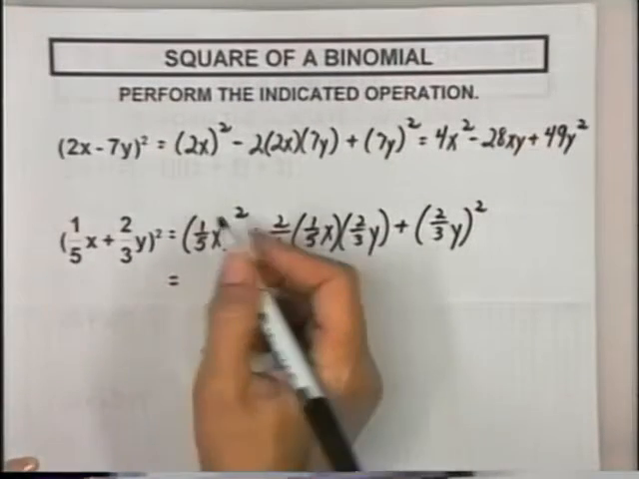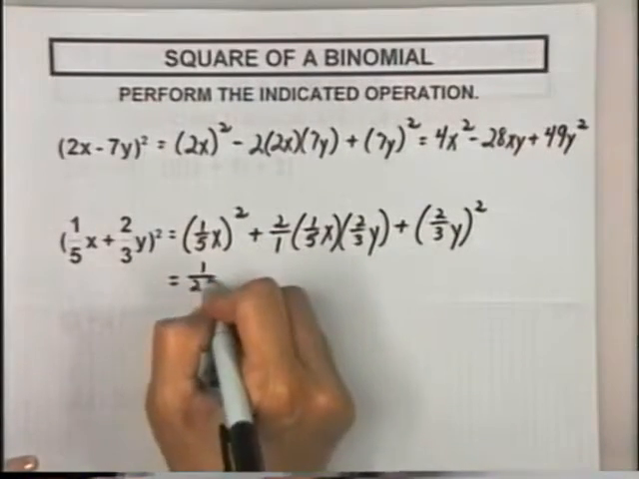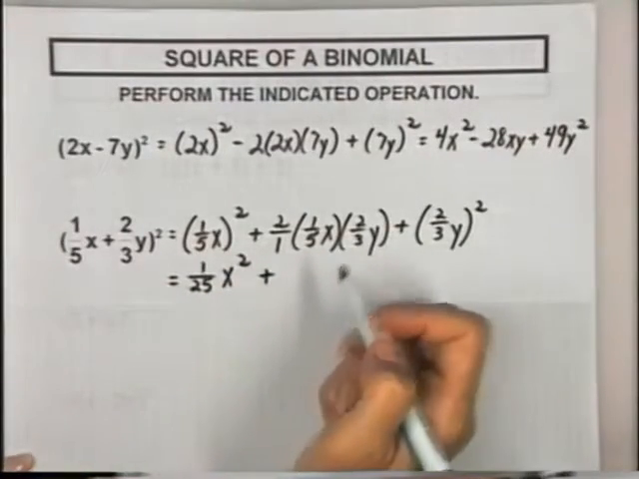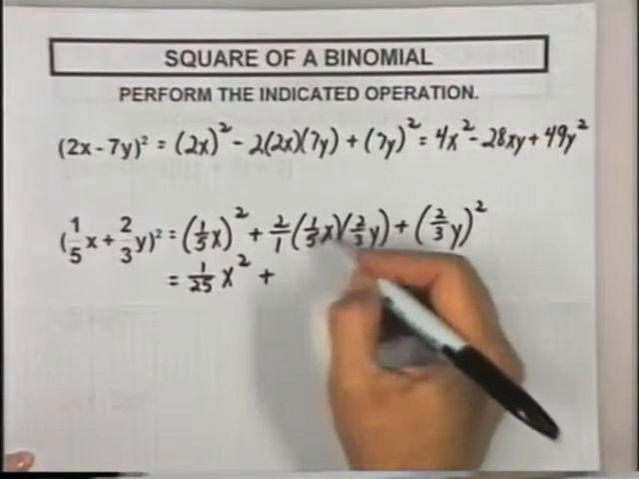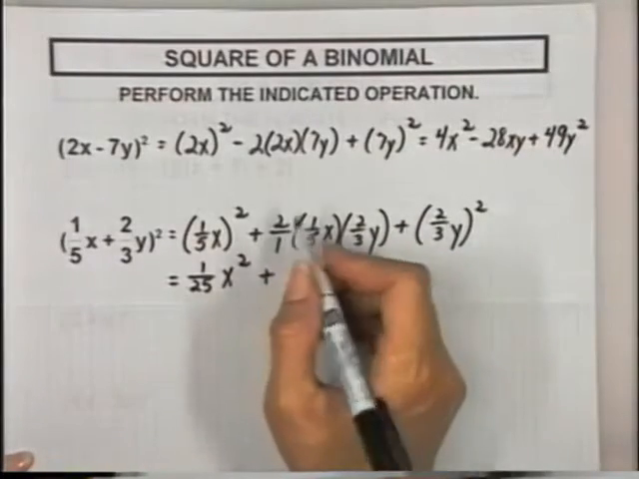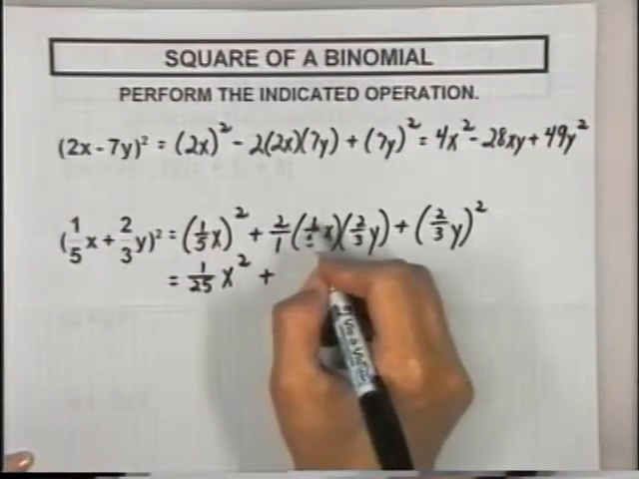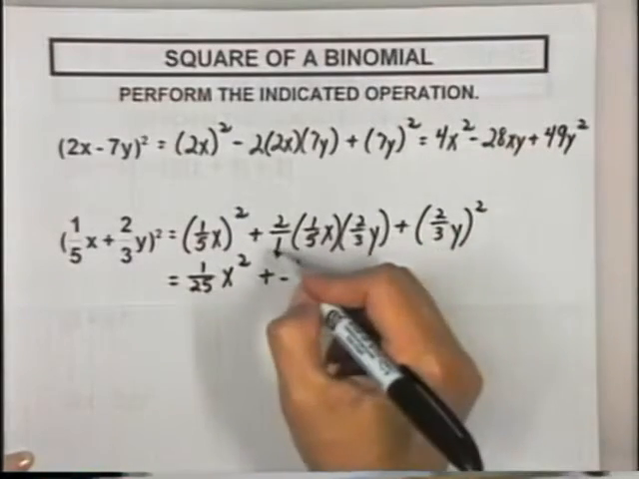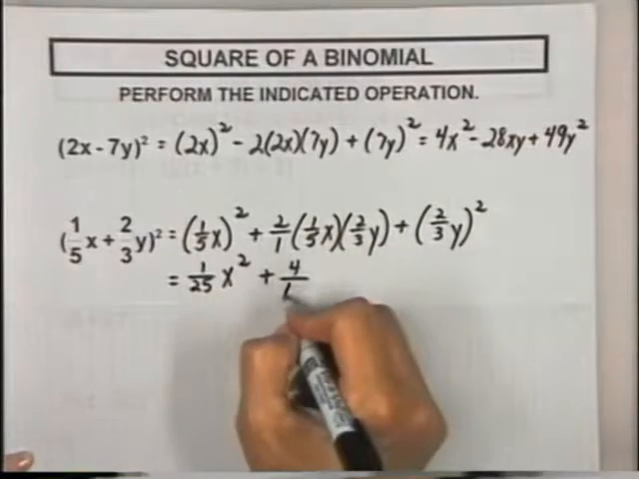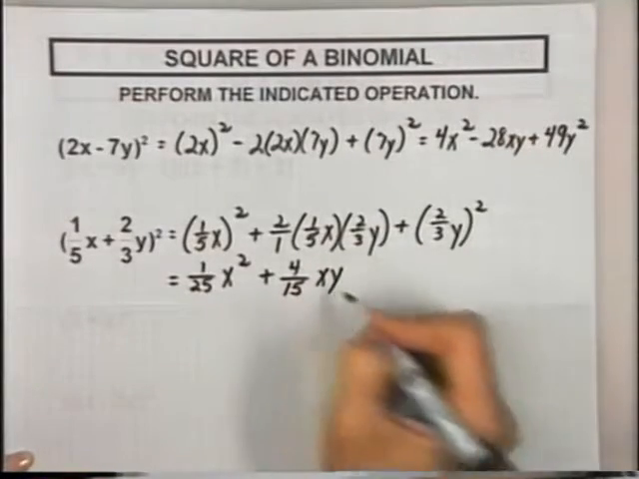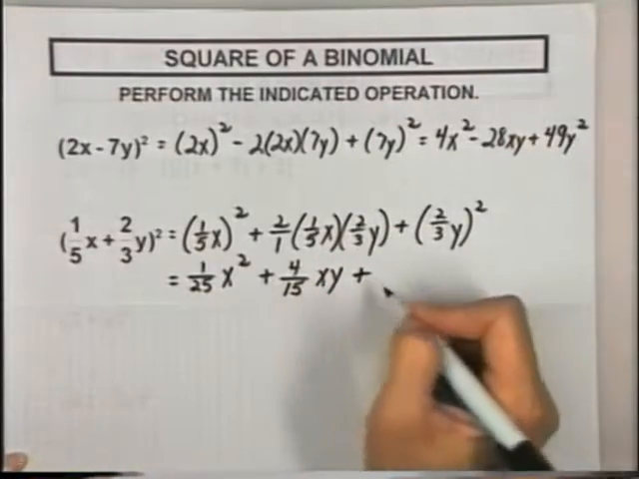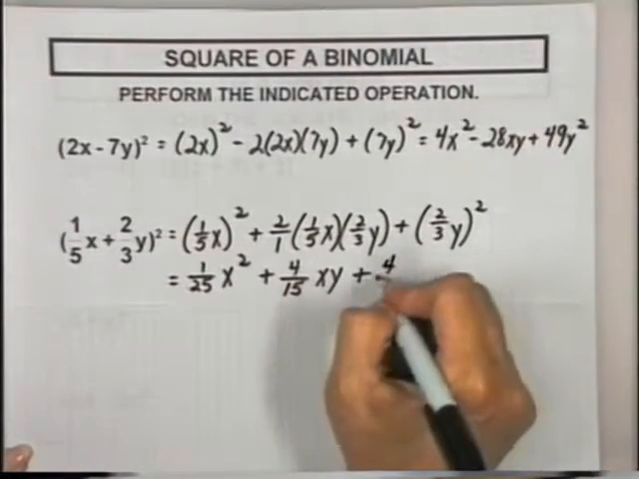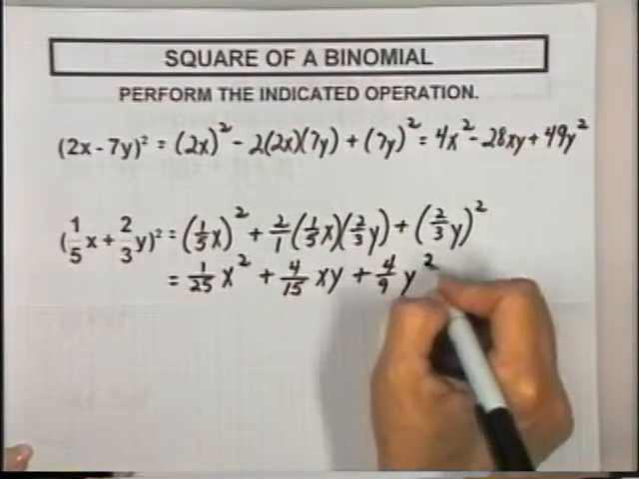When we square 1/5 x, we get 1/25 times x squared. For the middle term, when we multiply 2 times 1/5 times 2/3, for the numerator we'll say 2 times 1 times 2 is 4. For the denominator, we'll say 1 times 5 times 3 is 15. And then we will multiply x times y. And for the last term, when we square 2/3 y, we will get 4/9 y squared.